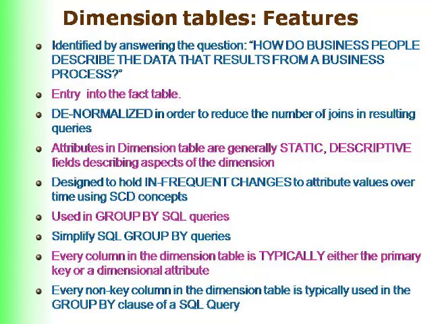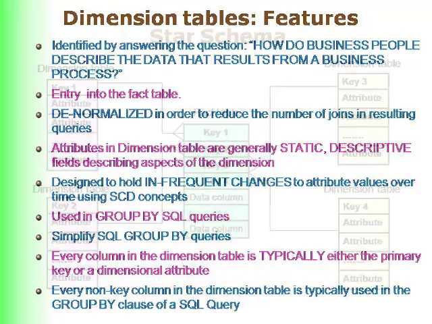Dimension tables are used in group by SQL queries. Dimensions simplify SQL group by queries. Every column in the dimension table is typically either the primary key or a dimensional attribute. Every non-key column in the dimension table is typically used in the group by clause of SQL query.